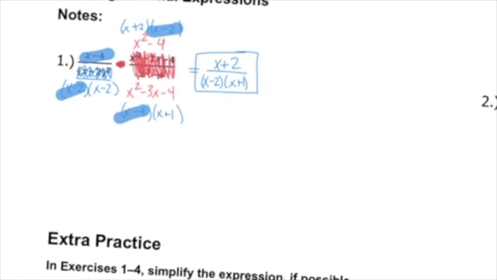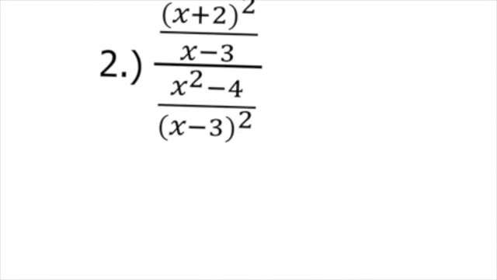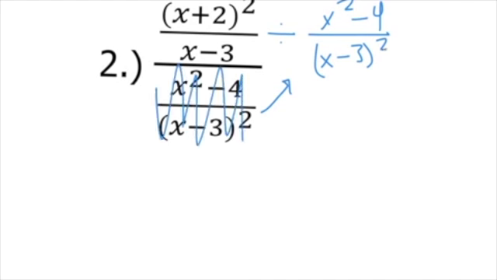Now sometimes they look all weird and funny, like they'll look like number 2 here. It's the same thing. This looks crazy, but basically you have x plus 2 squared over x minus 3 divided by x squared minus 4 divided by x minus 3. So if we just move this over here, what this really is saying is this divided by the x squared minus 4 over x minus 3 squared. That's this whole part here.